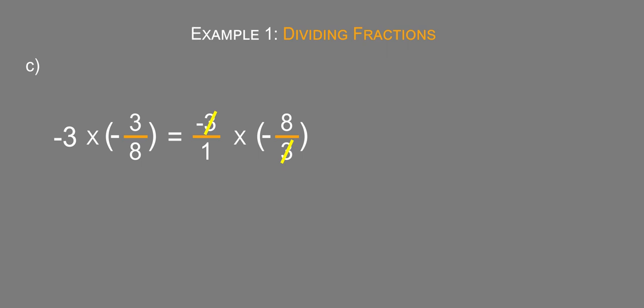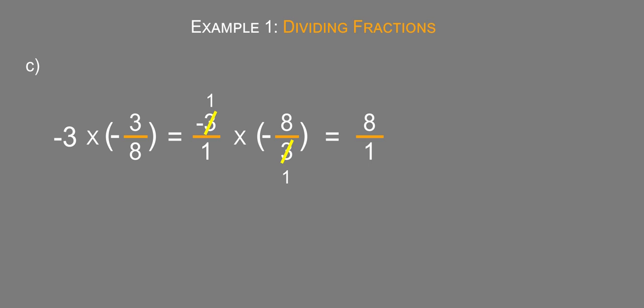So -3 divided by -3 is 1. We'll go ahead and get rid of this negative. We'll put it with the -3, and -3 divided by -3 is 1. 1 times 8 is 8, and 1 times 1 is 1, so this ends up equaling 8.